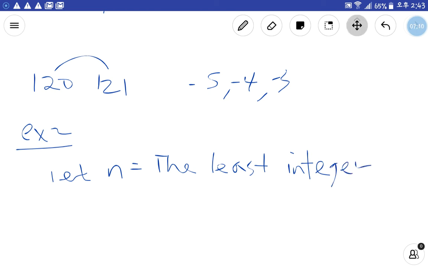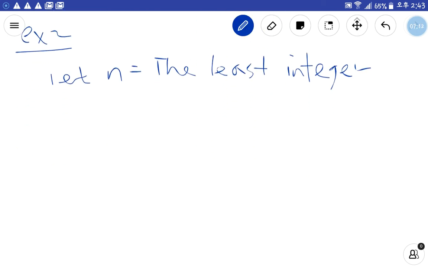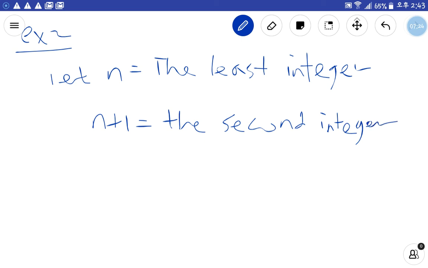Okay, then how do I represent the number right next to this one? n plus 1 would be the second integer, and then n plus 2 would be the third integer.